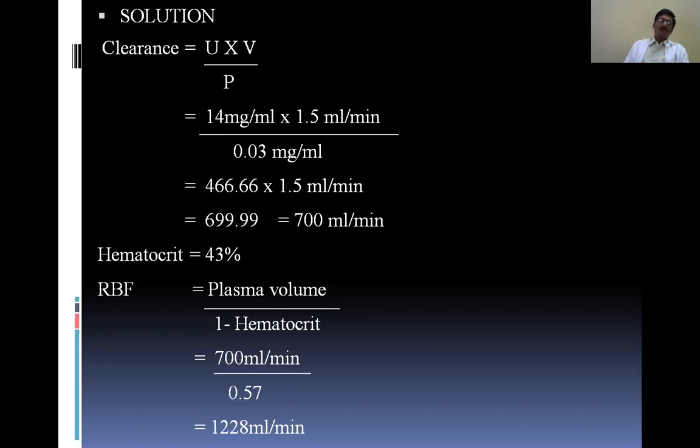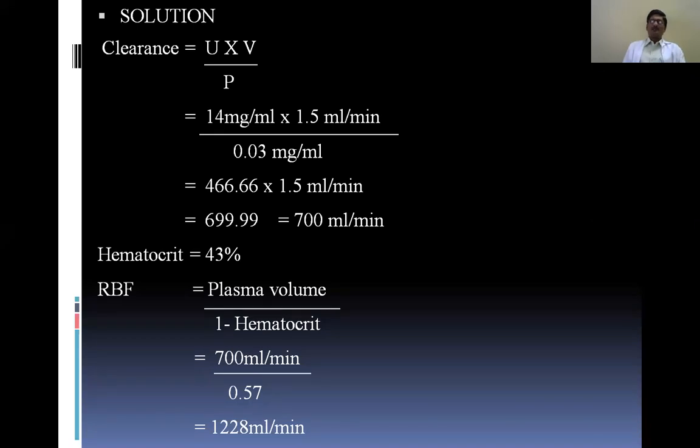In this case, hematocrit is about 43%. So 1 minus 43 by 100. 43 by 100 becomes 0.43. So 1 minus 0.43 becomes 0.57. So you divide the value of 700 ml per minute by 0.57. It gives a value of 1228 ml per minute. This is the renal blood flow.